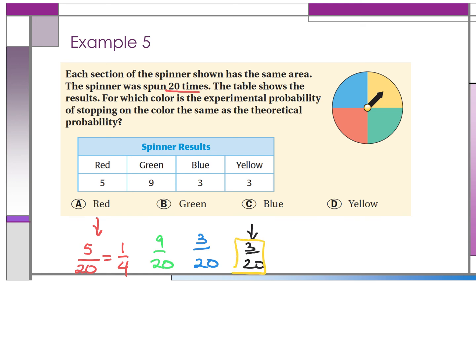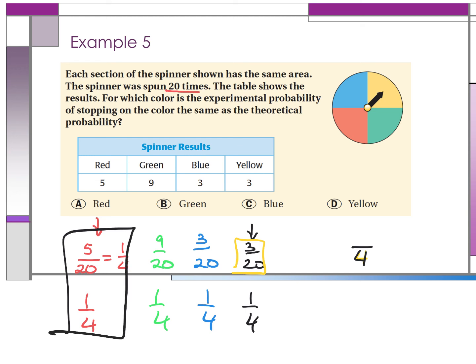So that's the yellow. Now, it wants me to figure out which one of these probabilities is the same as the theoretical. Now, for the theoretical, we don't take into consideration the spins. We just count how many sections there are, and there's 4 sections. And the theoretical probability of red is 1/4, of green it's 1/4, of blue 1/4, and of yellow 1/4. The only one that is the same as the experimental is the red.